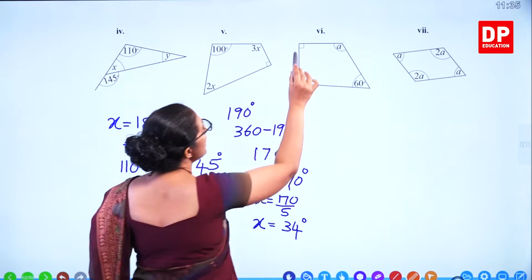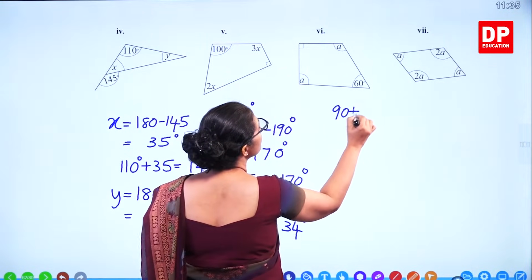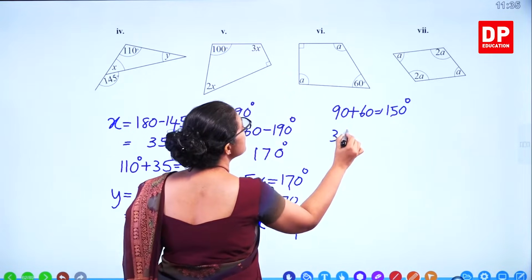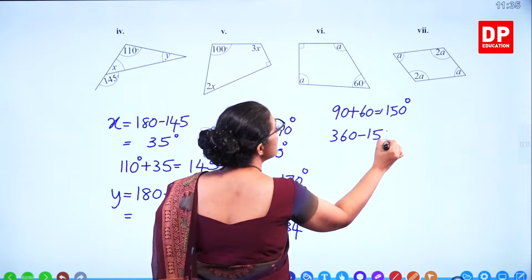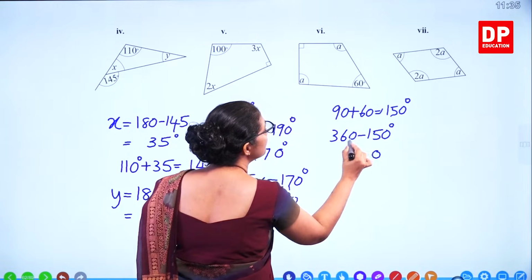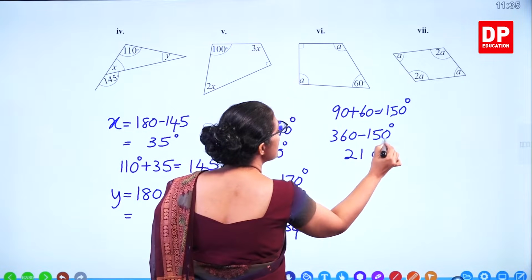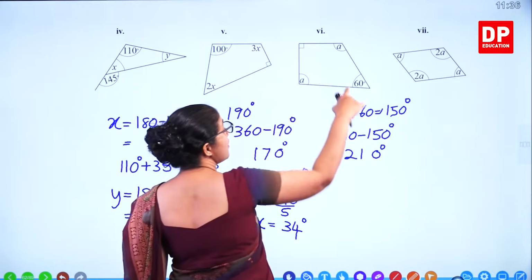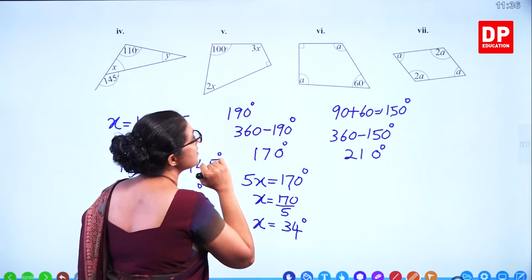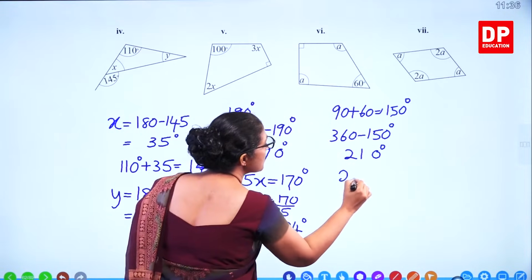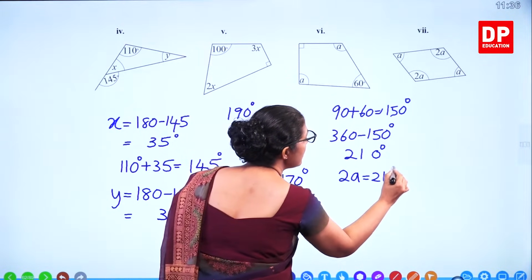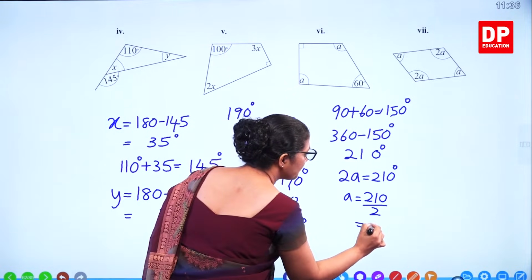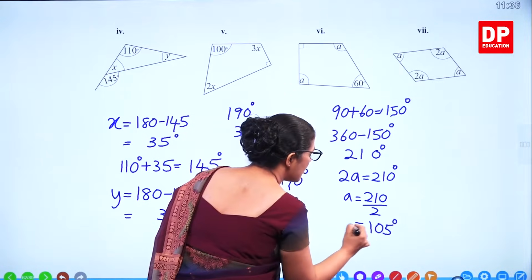This one, 90 plus 60, 150. So 360 minus 150, you get 210. That means the sum of angles in a quadrilateral, that's why we took 360. Now 2a becomes 210. What's a? 210 divided by 2, 105 degrees.